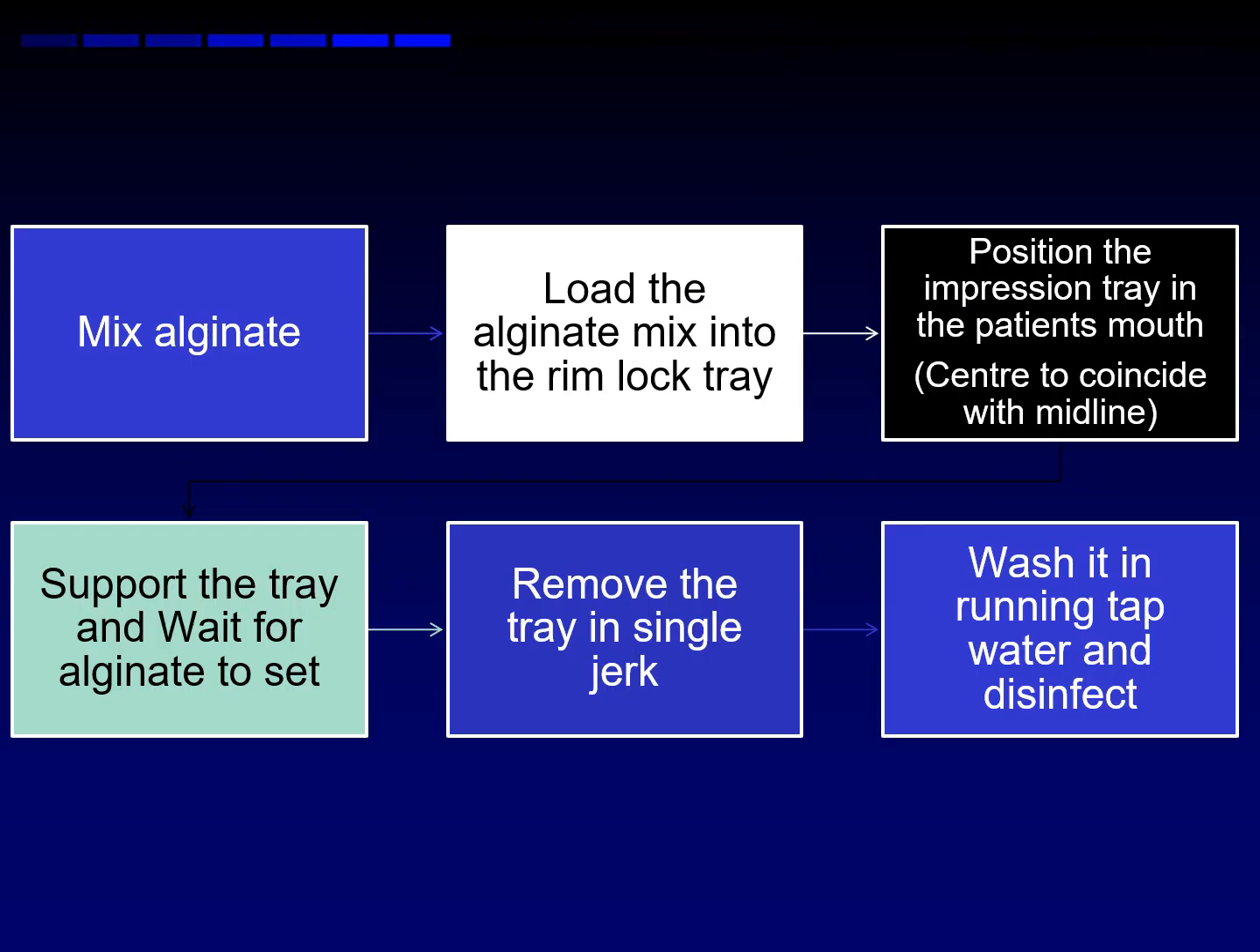For making alginate impression, we need to mix the powder with water, then load the alginate material into the tray. Mainly rim lock tray is preferred. Once it is loaded, we have to place the tray in the patient's mouth. Make sure that the center of the tray coincides with the midline. Then we have to support the tray till the material sets. Once the material reaches the gel stage, we have to remove the tray in a single stir. Then we have to wash the impression under running warm water, running tap water, so that debris and saliva will be washed out of this impression. Then we have to disinfect.